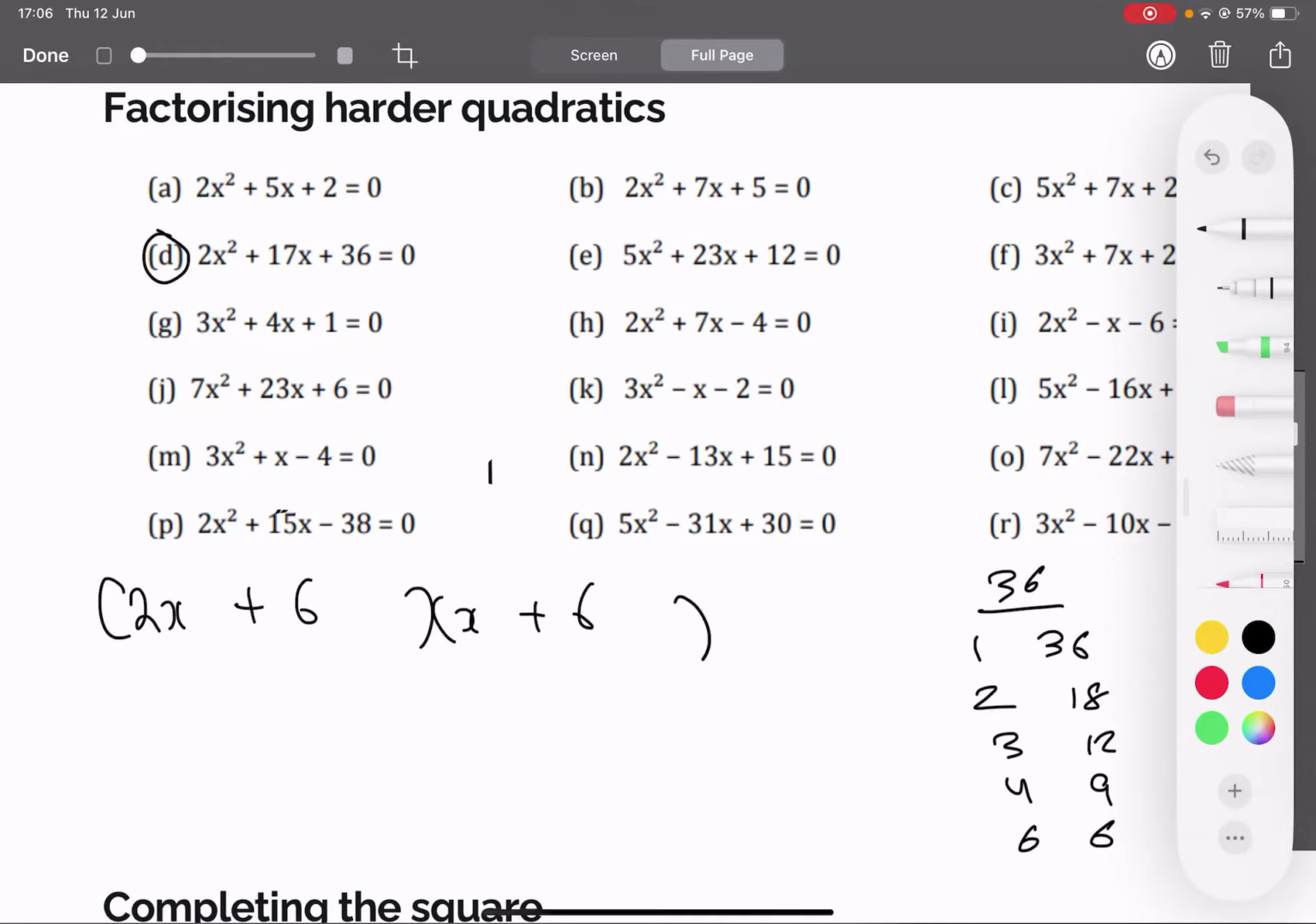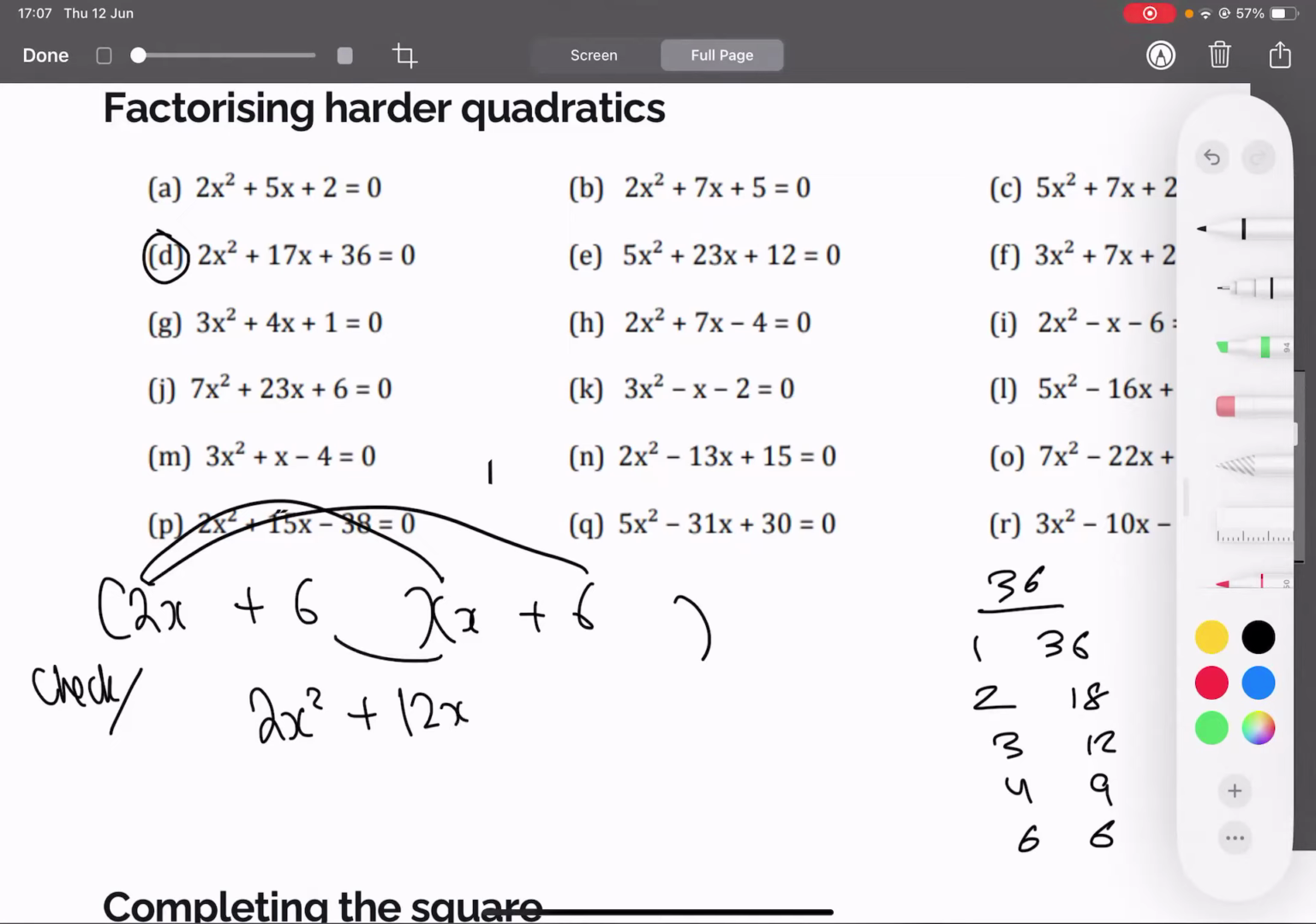What would I do now if this was in an exam? Work it out, expand the bracket. Expand it and check. So what do I get? 2x squared plus 2x times 6, 12x, and then plus 6x plus 36. So it's wrong, it'll be 18x. That's not good. So we have to get rid of that.